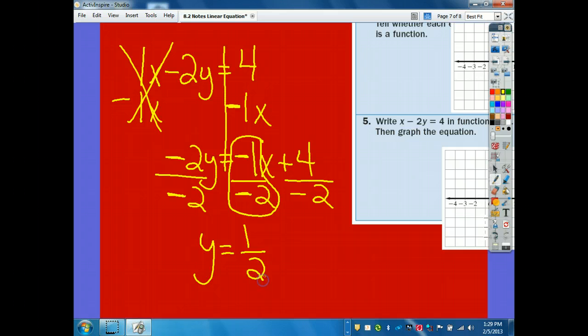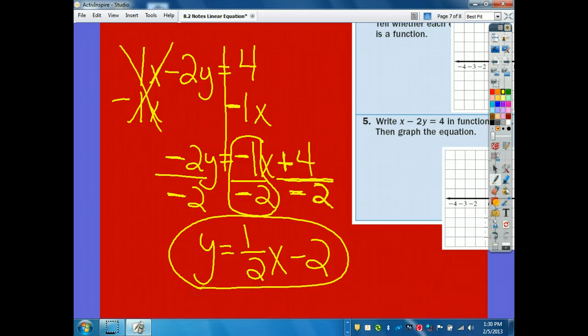So leave it as a 1/2. 1/2 what? X. Don't forget our x. All right? Then what? What's a positive 4 over a negative 2 equal? Negative 2. Now we're going to do our t-chart. There's our rearranging. It's a fraction.